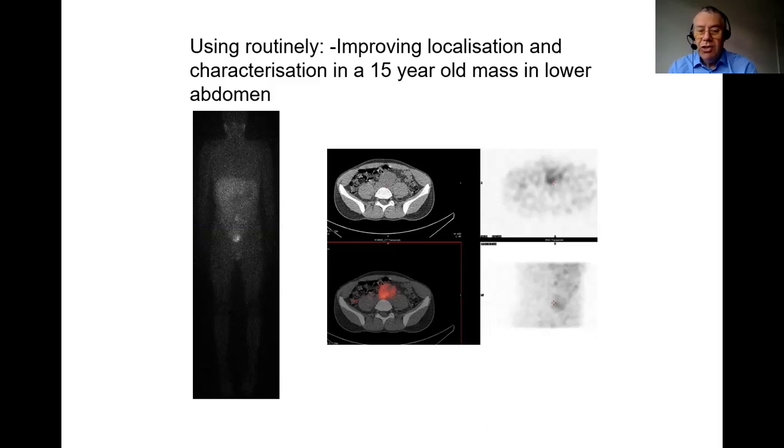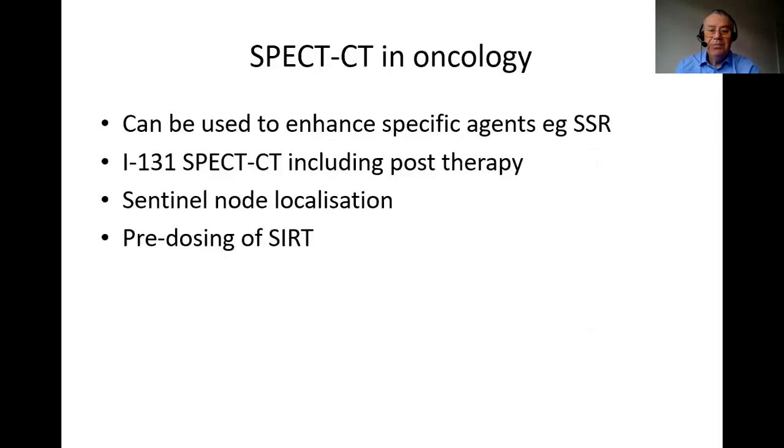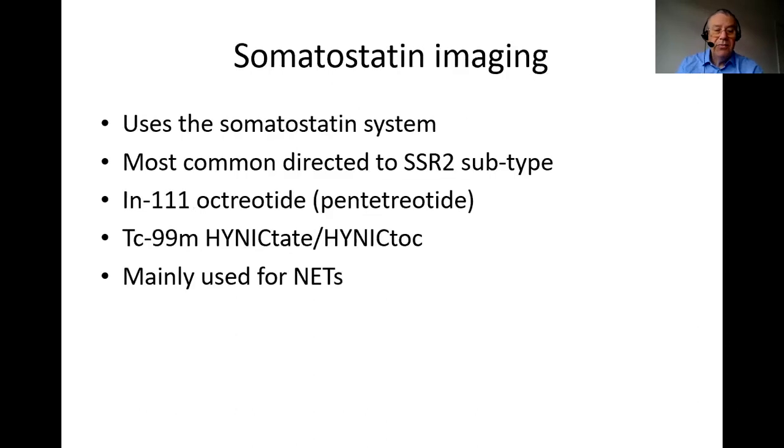So we did an MIBG, and this shows rather low grade uptake you see on the whole body, but with the SPECT-CT you can clearly see uptake within the tumor mass consistent with a malignant paraganglioma, and this was removed safely. In oncology, we may look at specific agents, for example, somatostatin receptor imaging. We may look at RD131 post-therapy. Sentinel node localization may benefit from SPECT-CT, and for pre-dosing of SIRT.